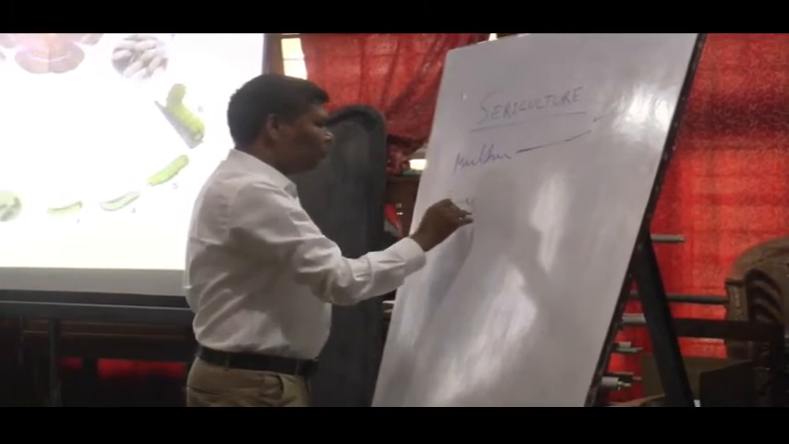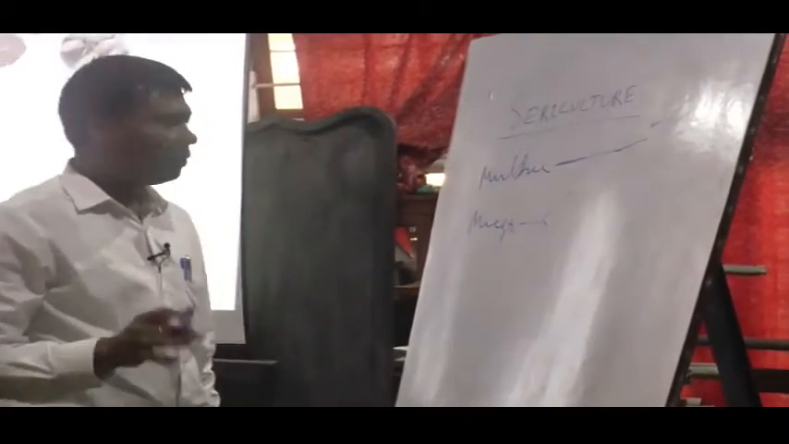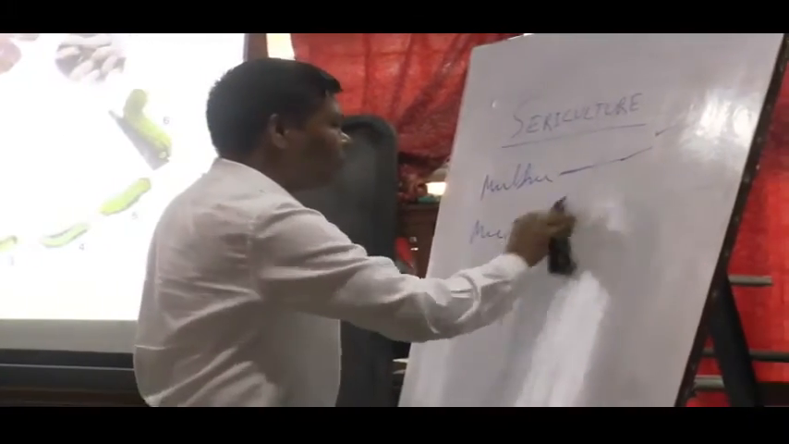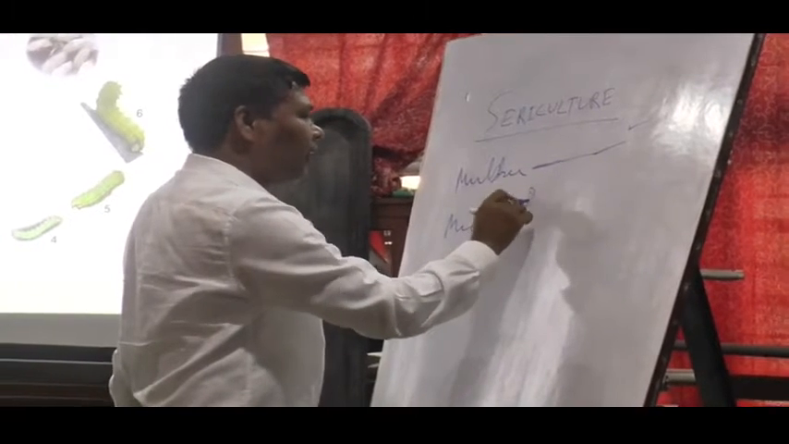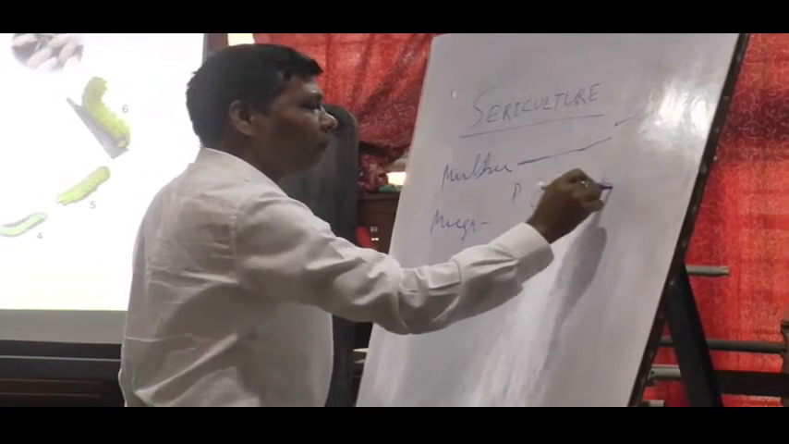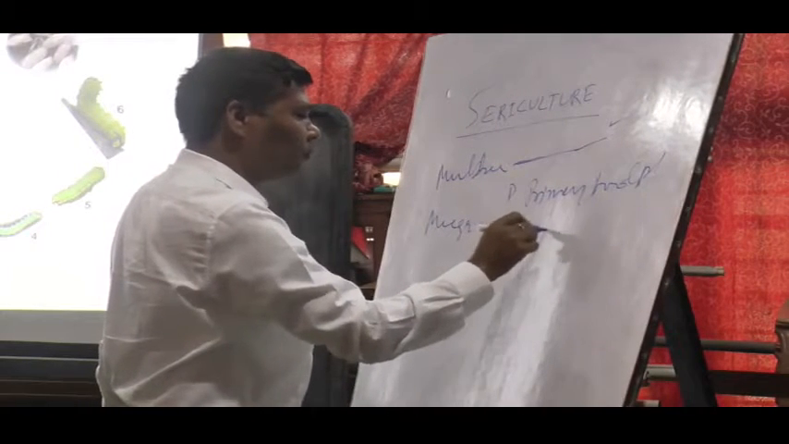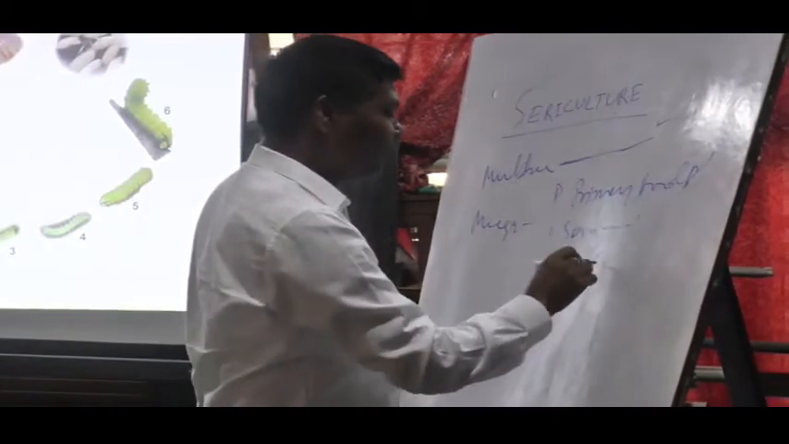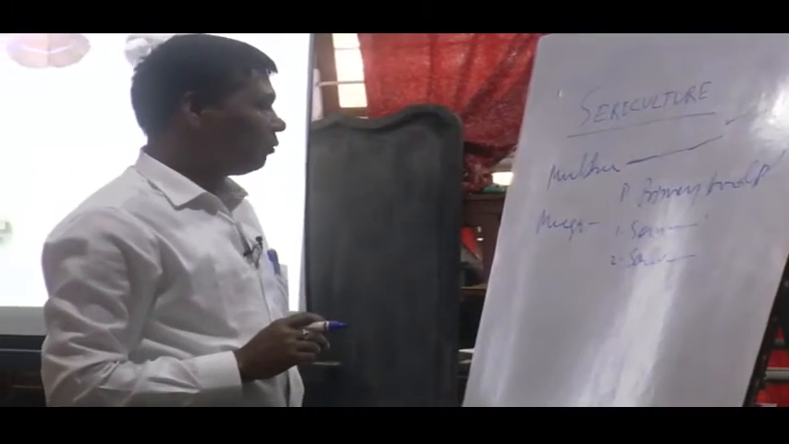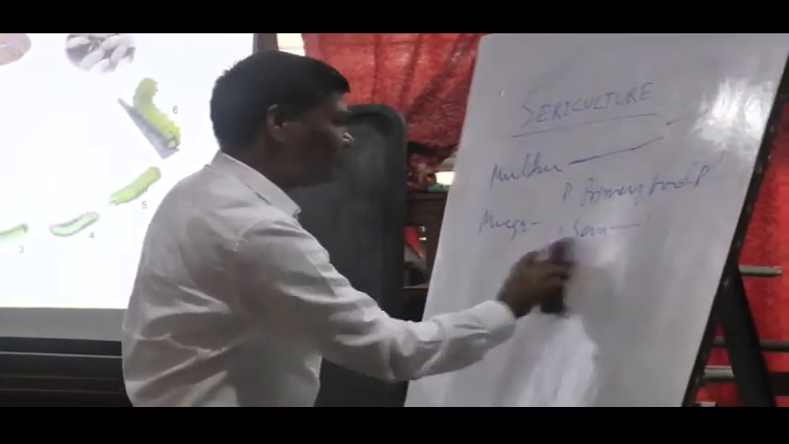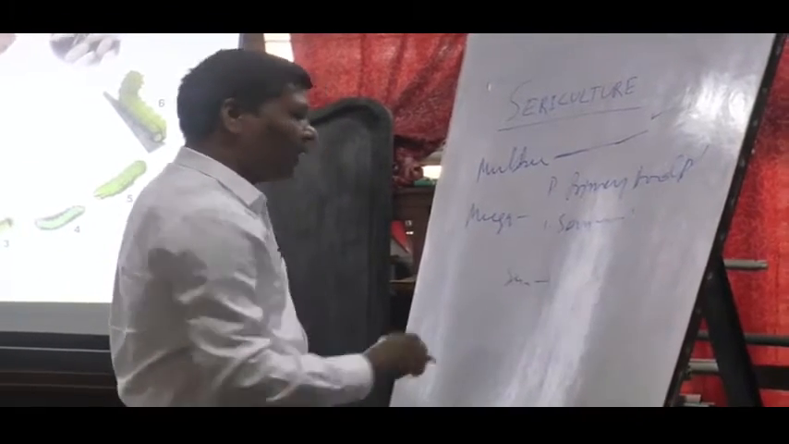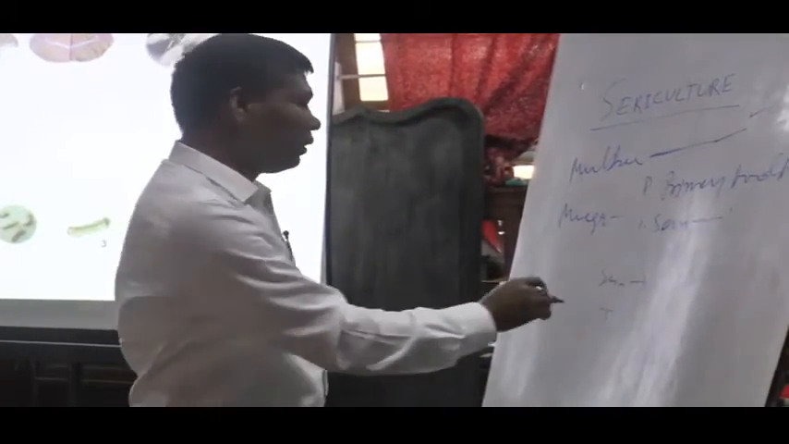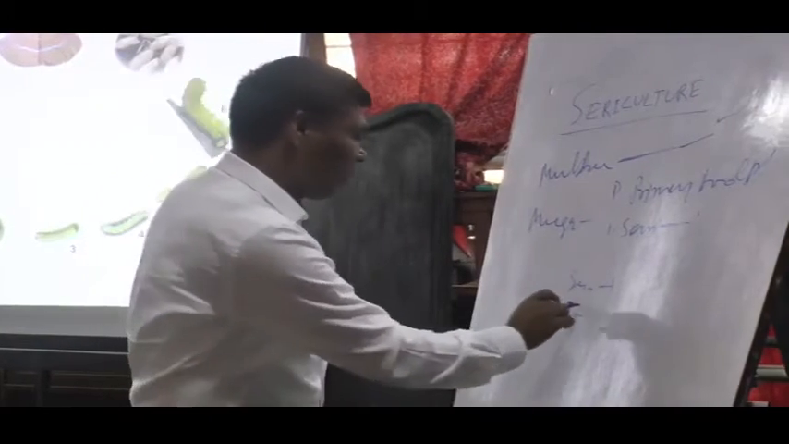Then we have Muga. So far, if we see the records, 10 different food plants have been reported. The food plants are also divided differently. Primary food plants we have Som and Soalu. Som is popularly known as Persea bombycina and Soalu as Persea monopetala. Secondary food plants we have Litsea salicifolia, and tertiary food plants we have Litsea cubeba, popularly known as Mejankori food plant.